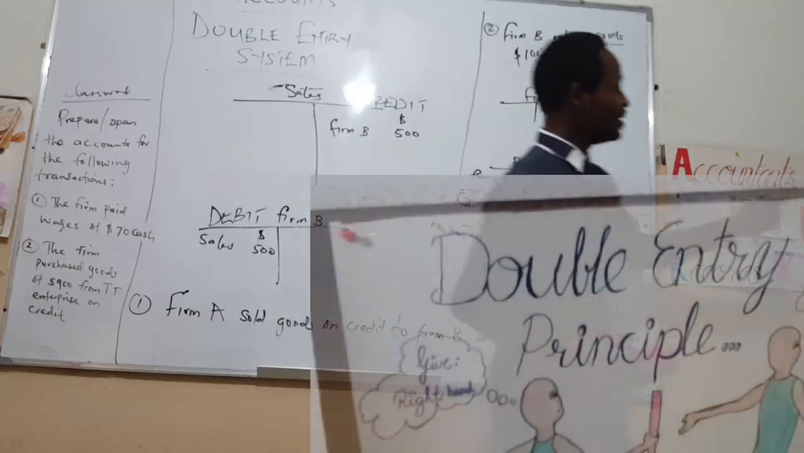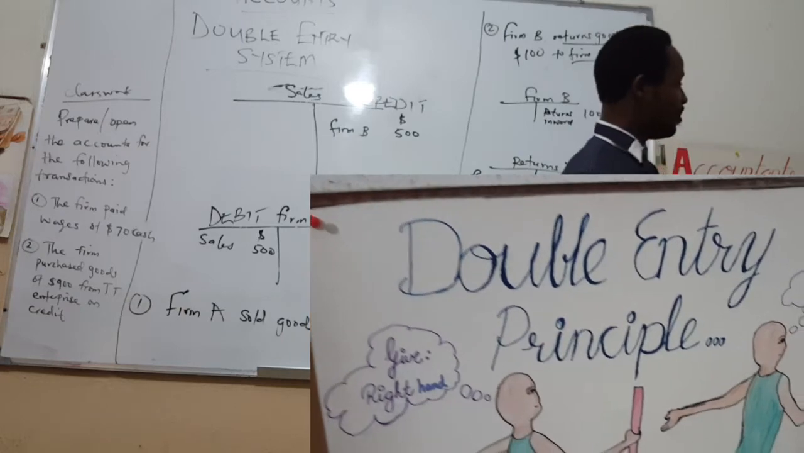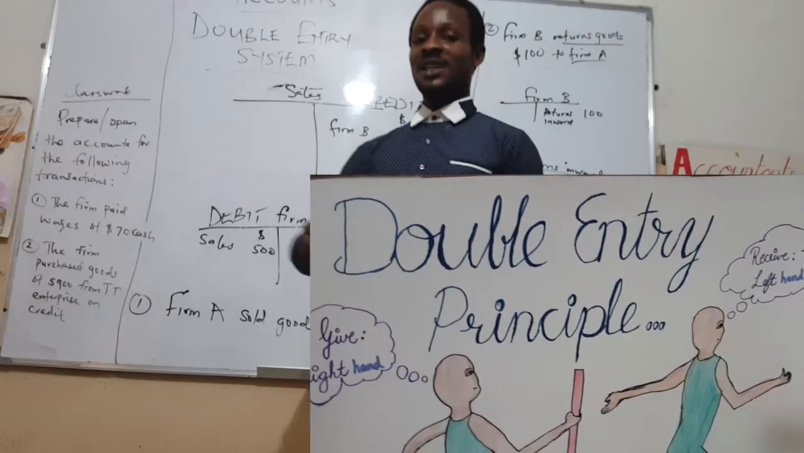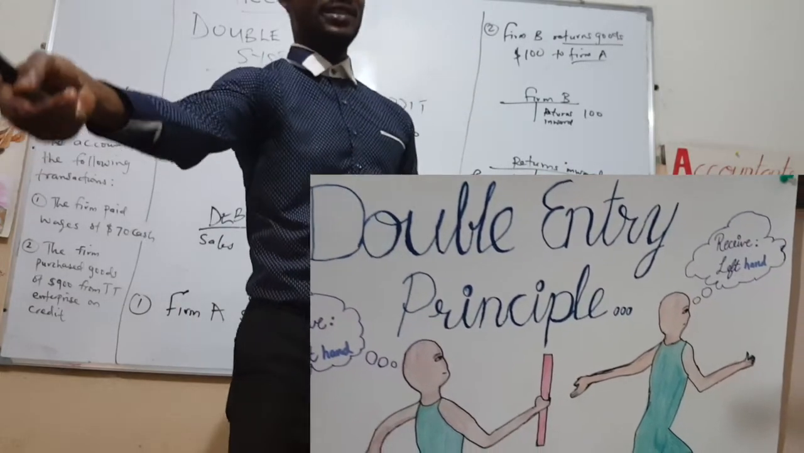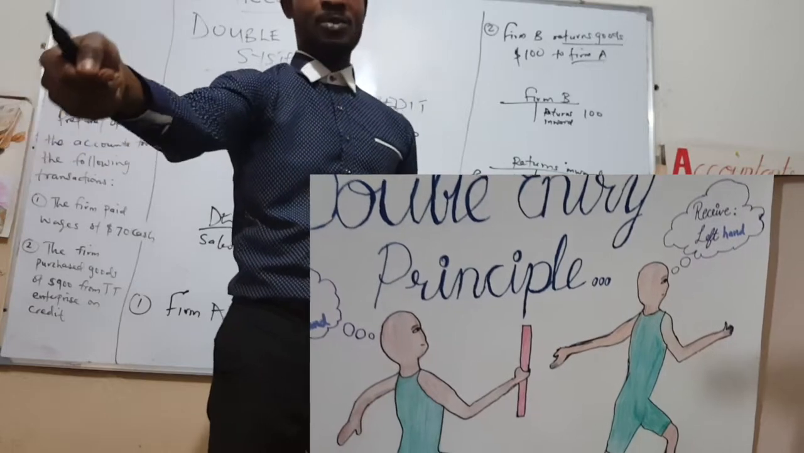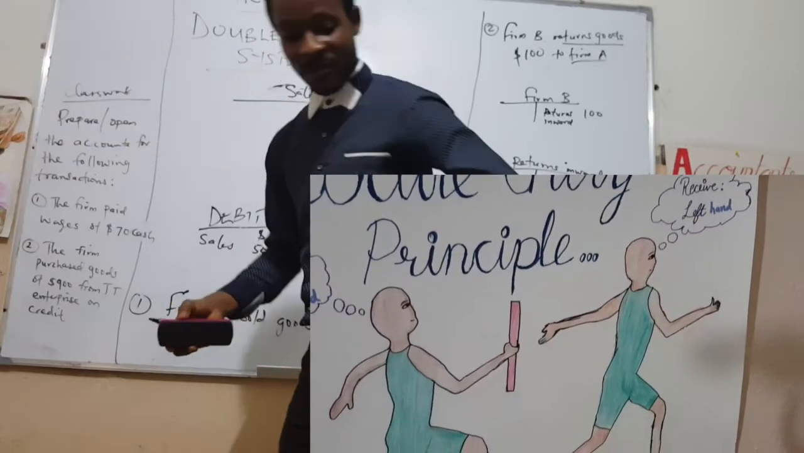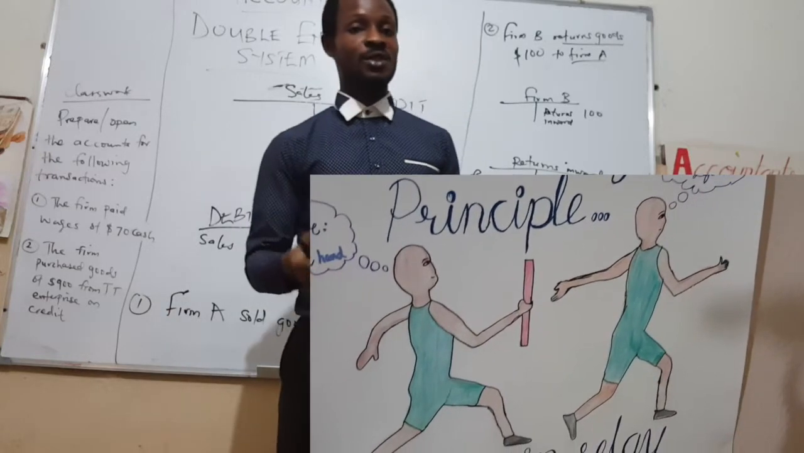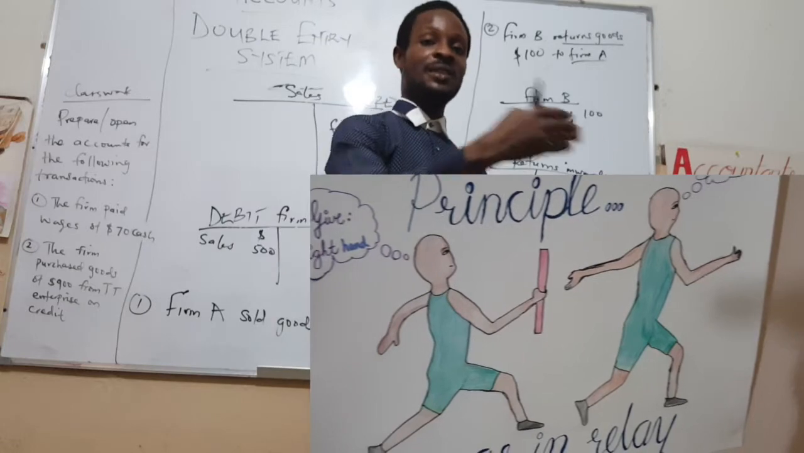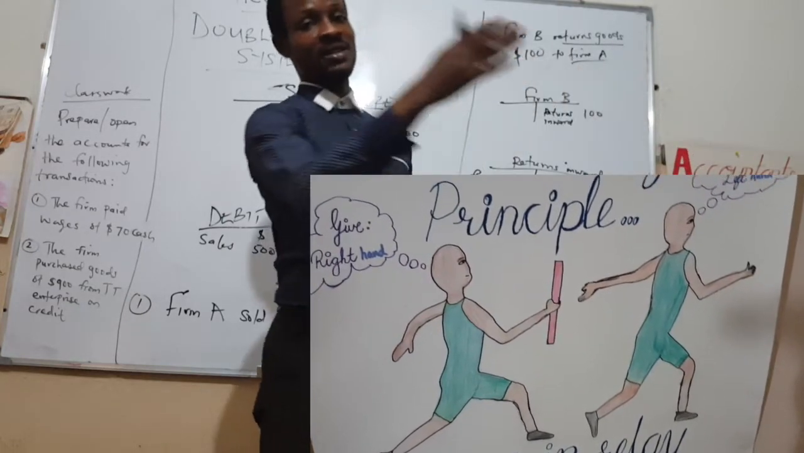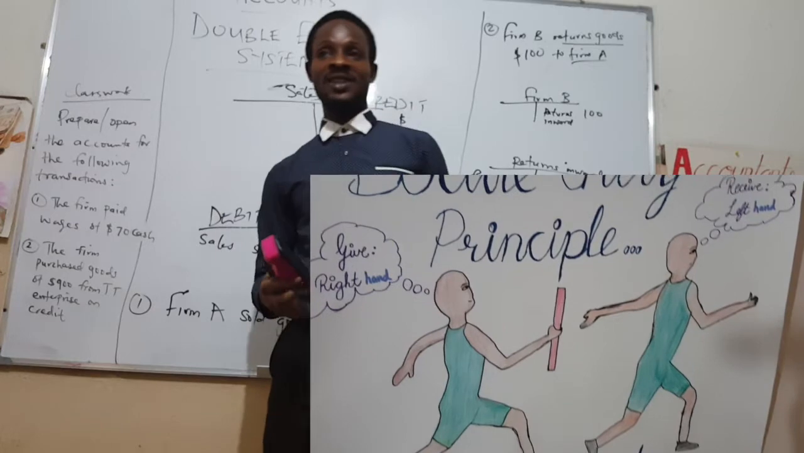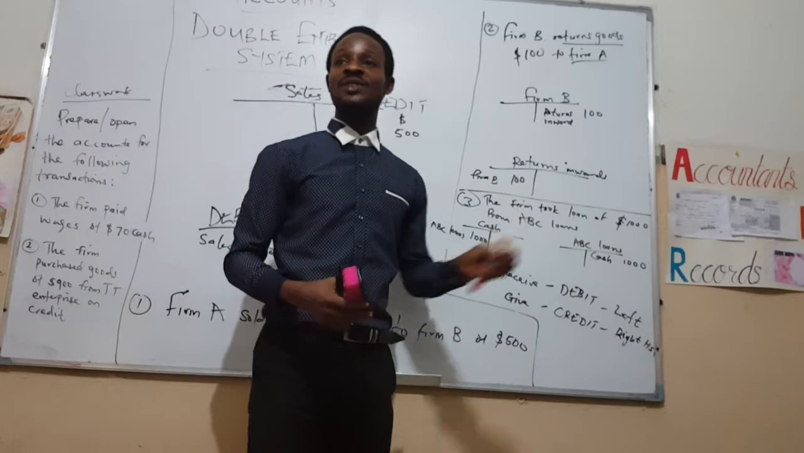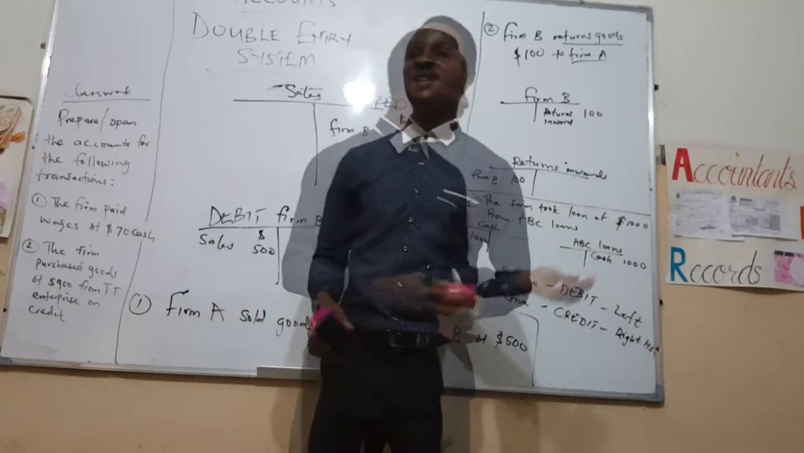if you look at this work, double entry is just like a relay, where the person giving out the baton gives it with the right hand, and the receiver of the baton receives with the left hand. The same applies in accounting, double entry. The part that is giving is credited, which is the right hand side, and the part that is receiving is debited, which is the left hand side. That is the principle of double entry.